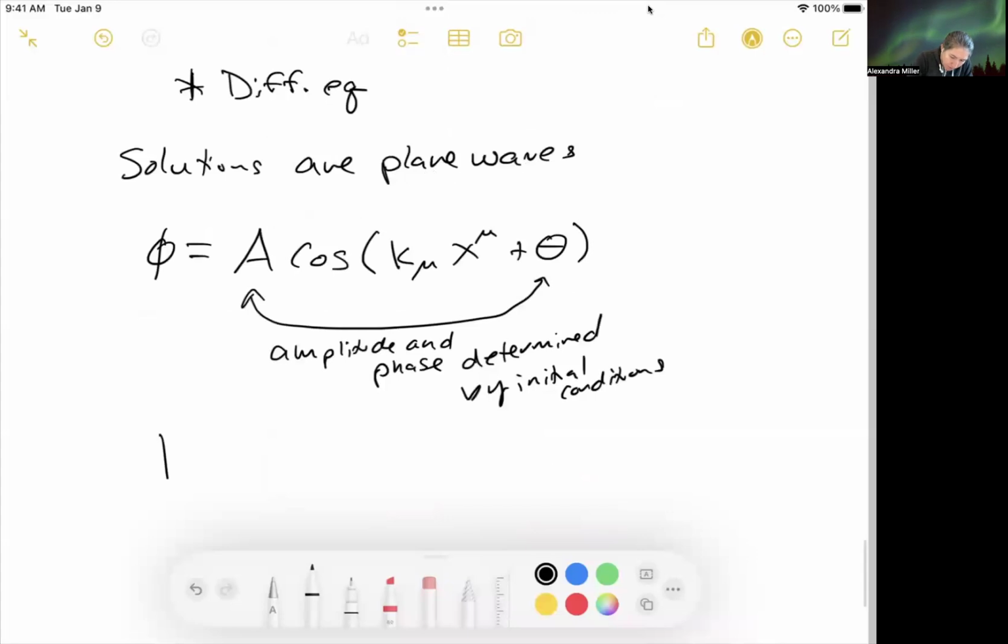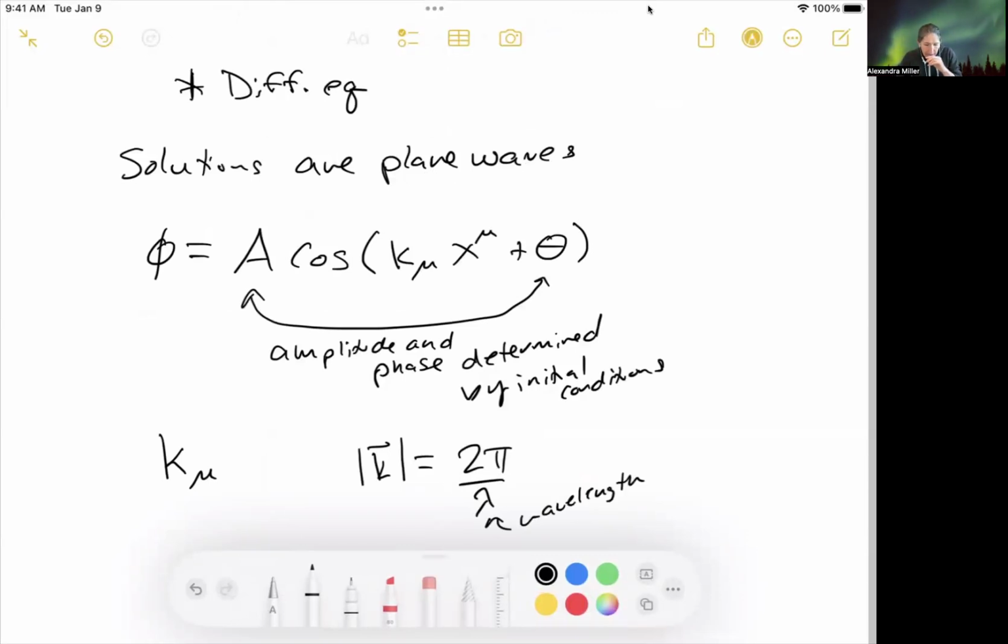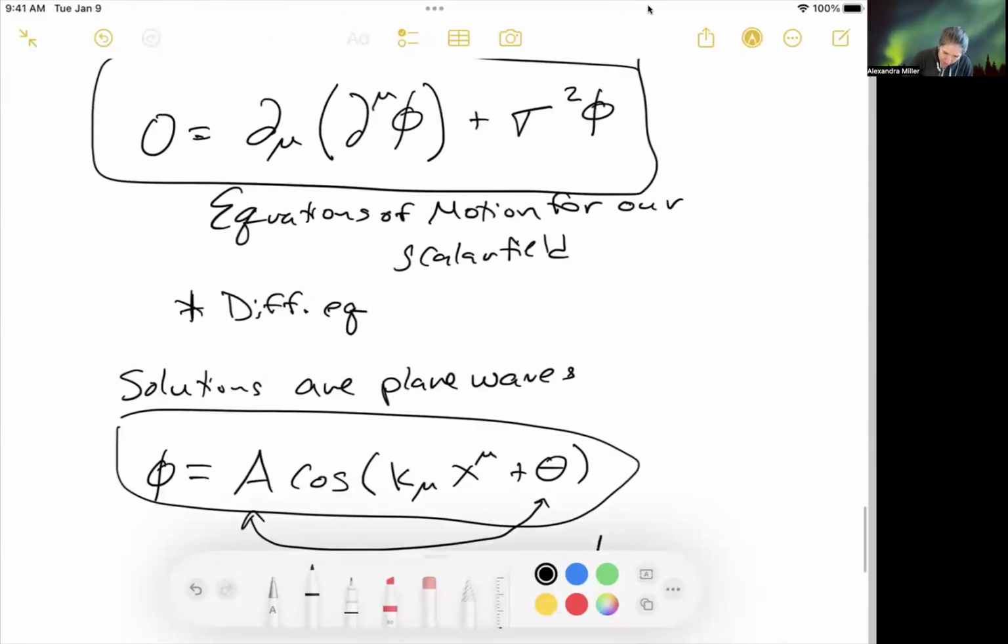And then K mu, this should look like a wave number. This is a 4 vector of constants where the spatial parts of them, their magnitude is 2 pi over lambda, where lambda is our wavelength of this wave. And you can check all of this by plugging this solution back into our equation, and I encourage you to do that to convince yourself that indeed this is an allowed solution.